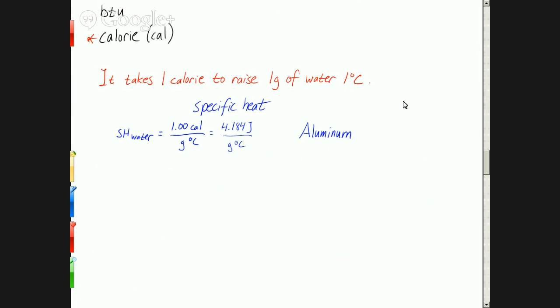Would you say that aluminum foil gets hot more or less easily than water? Do you think it takes more or less energy to heat up aluminum to the same temperature? Less. Right, absolutely. So that means that its specific heat is going to be lower, and it's actually quite a bit lower. .214 calories per gram degree C. So that means it takes only about a fifth of the energy that it takes to heat up water to a certain temperature to heat up aluminum to that temperature.